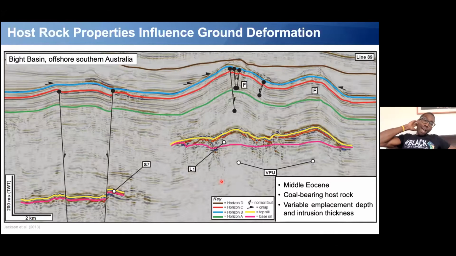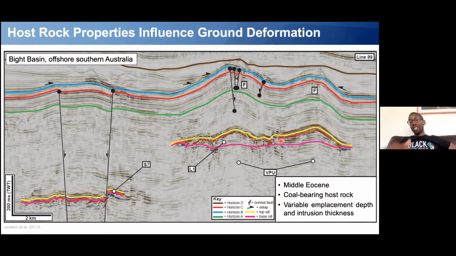And, you know, we went back to the Bight Basin actually, because we'd already been doing some work there, and looked again harder at these, and we looked at this in that big seismic profile which I animated earlier on. Here's a deeply emplaced, relatively thin sill. Remember the blue horizon is that middle Eocene horizon. That was the paleo seabed at the time of sill emplacement.